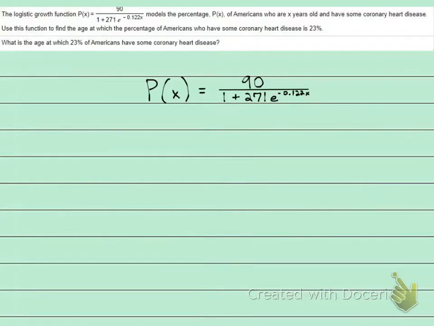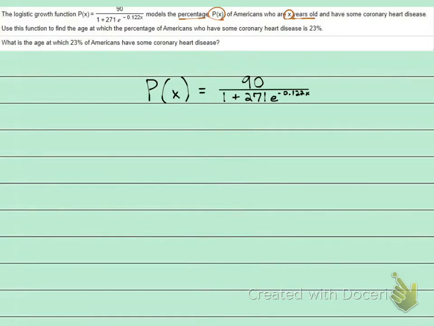All right, so we have another logistic growth model. We're talking about heart disease, so it's another one of those real-world problems. It says the logistic growth function, p of x equals 90 divided by 1 plus 271 e to the power of negative 0.122x. This equation models the percentage, p of x, of Americans who are x years old, so we know that x is the age, and have some coronary heart disease.